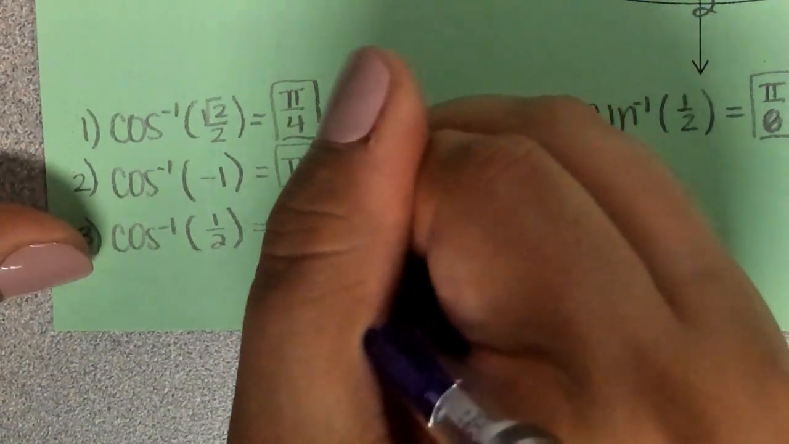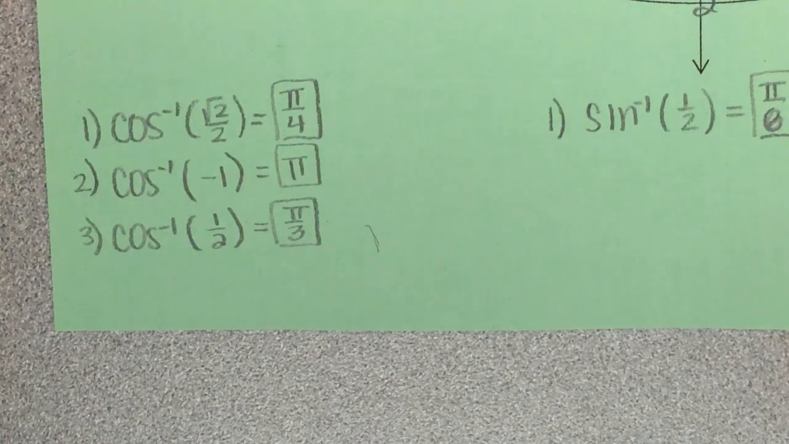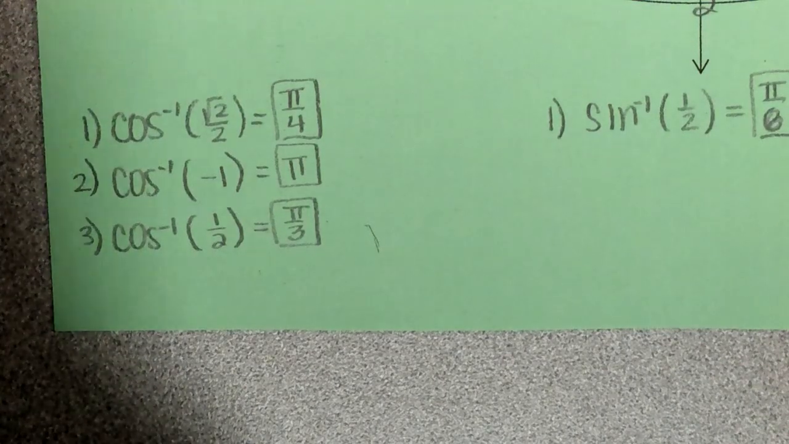Now, today, tomorrow, I'm cool with you looking at this unit circle for help. It's the first time we've seen it in 2 weeks. I get it. Starting next week, you got to get rid of looking at this because you're not always going to have it. Okay?